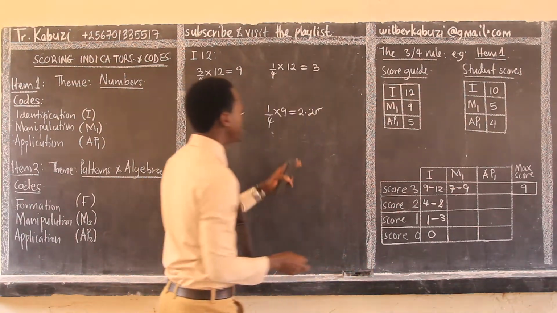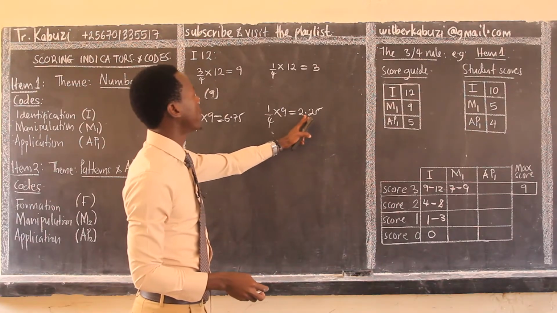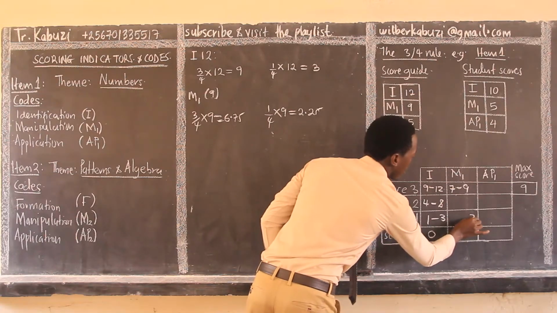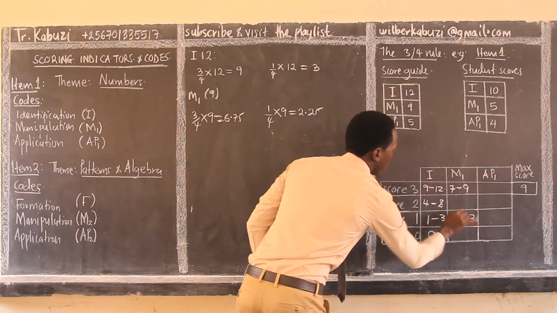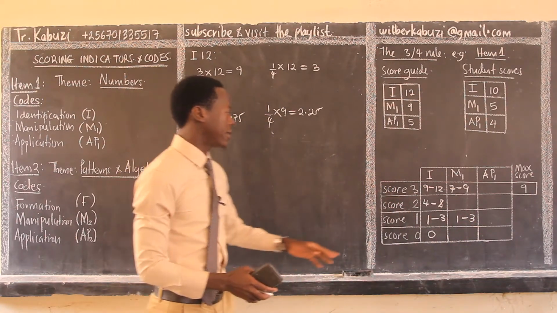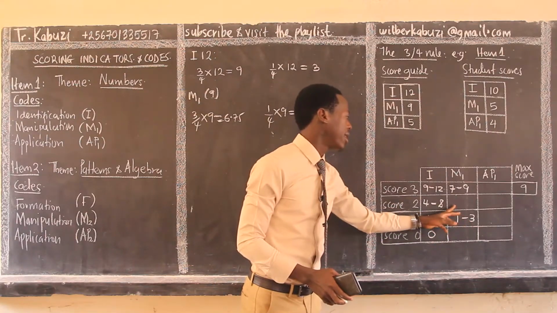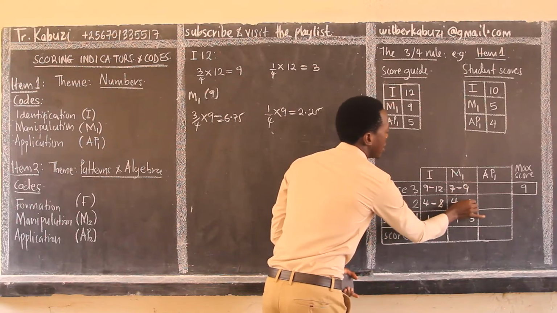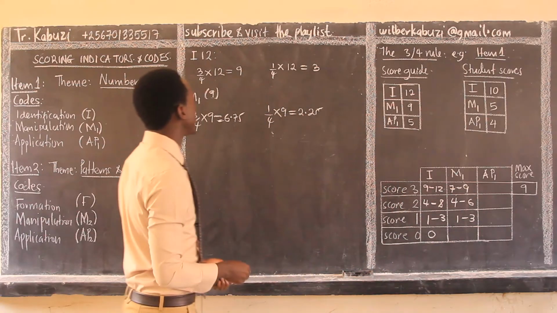So I'll be now 2.25. I take the next, which is 3. So this will be now 3, 1. Then it's that from 1 to 3. Here we are missing only 4, 2, 6. Then I come to the application.